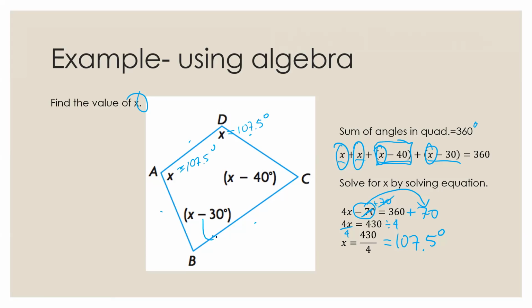And then to find this interior angle, I just take 107.5 minus 30, which would give me 77.5 degrees. And of course, this one is 107.5 degrees minus 30 degrees, which gives me 67.5 degrees. So that's all I would have to do to find the other interior angles. So I hope that all makes sense there.